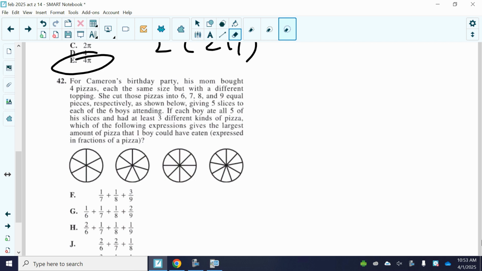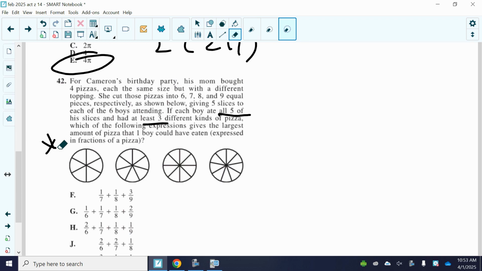Ooh, this one was nasty. The pizzas are all different types. Each boy ate 5 pieces. Well, if I'm at that party, what pizza am I going after? I'm going after the first one. Why? Smaller cuts, fewer pieces means more pizza. So if I want the most pizza, I'm going to eat 5 of that first one, huh?